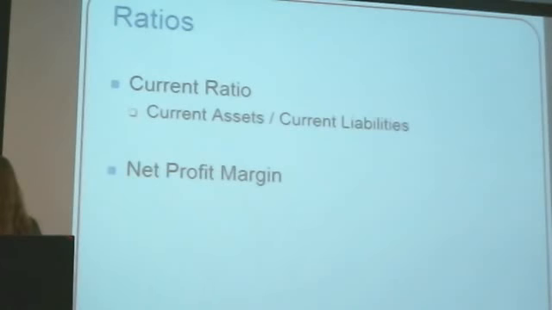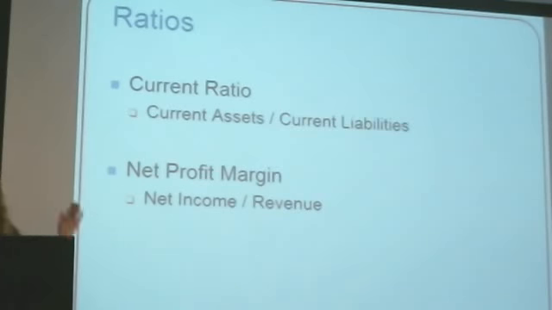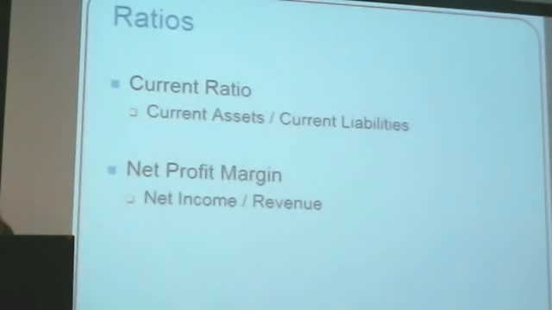Net profit margin. Net profit or net income over revenue. Yep. That one tells you how much they earned, bottom line, after all their expenses for each dollar of revenue that they made. Those are the only 2 ratios we have learned so far. And that's it. What questions do we have?